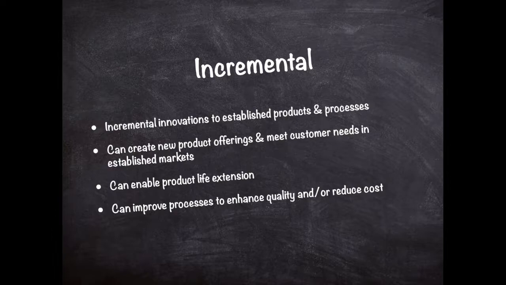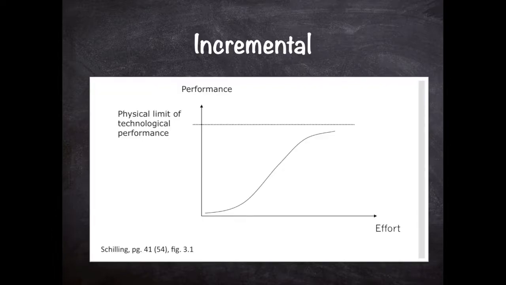And this kind of innovation is connected to this graph that you also see in Schilling's book. I don't know if this is the exact right page for you guys. It depends on which version you have of the book, but you can find it in the book for sure. On the y-axis we have performance, and on the x-axis we have effort. We do not have time. Please note that is important.